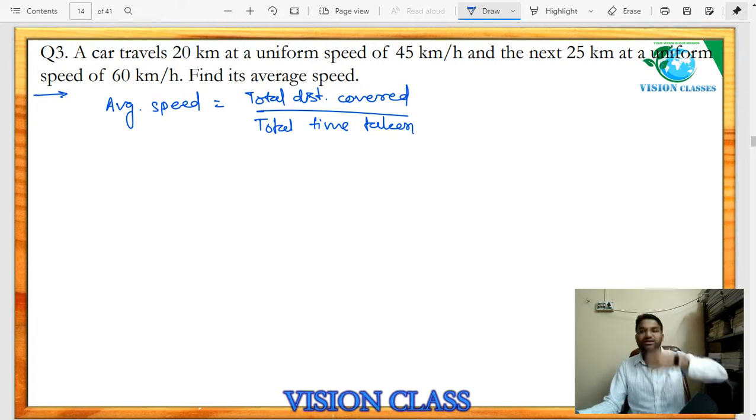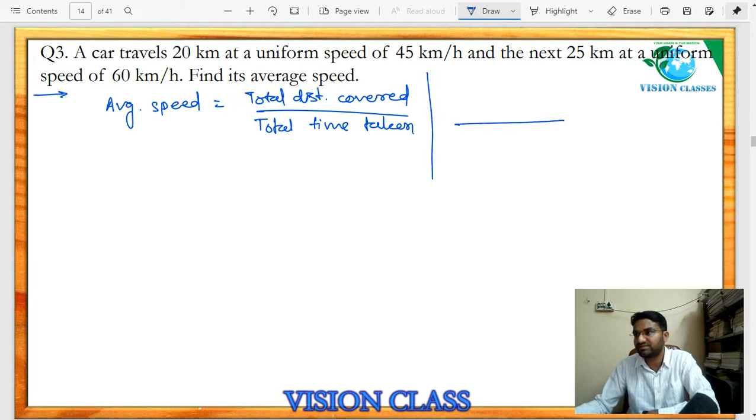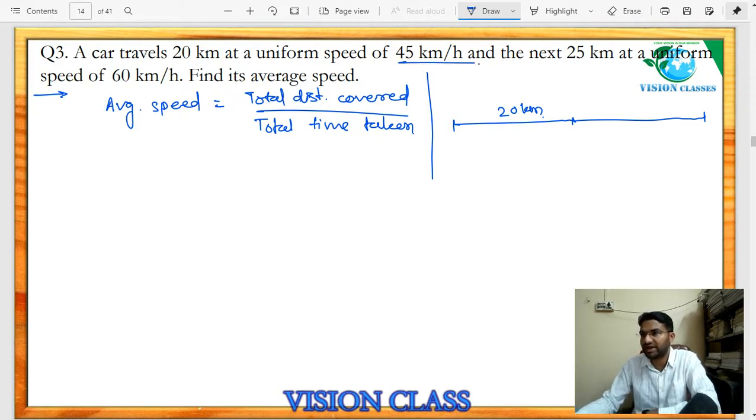So if you look at here, we know a car travels, let's say here I will just draw the rough path. Here, let's say 20 kilometers with the speed of 45 kilometers per hour, right? 20 kilometers at 45 kilometers per hour, and next 25 kilometers with 60 kilometers per hour, right? So we don't know the exact time.